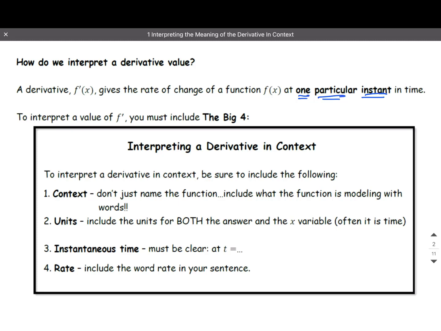You have to have the context. Don't just name the function. Include what the function is modeling. Is it the number of people entering a park, the number of people leaving the park, the number of bananas on a table? What exactly is happening? The units. You must have units for both the answer and the x variable. Usually it's time, but not always. Instantaneous time must be clear. At what time? So the time has to be very specific. The word rate should be somewhere in your sentence, to indicate that this is a rate of change.